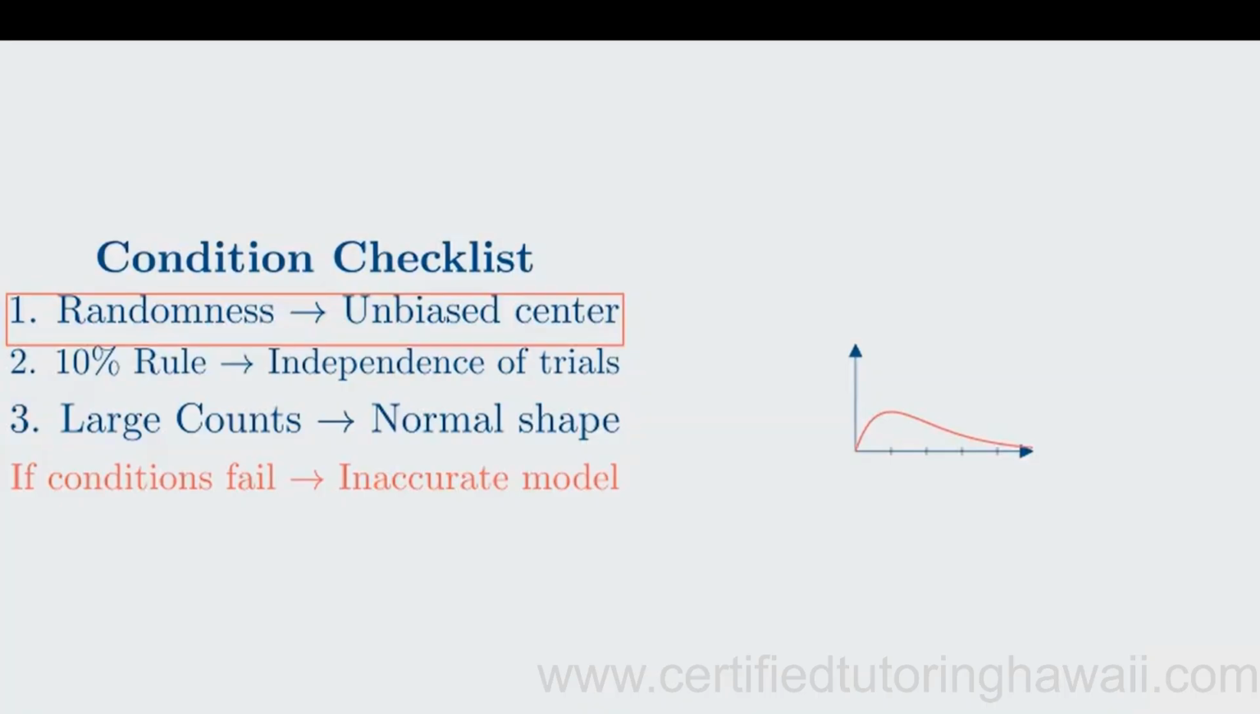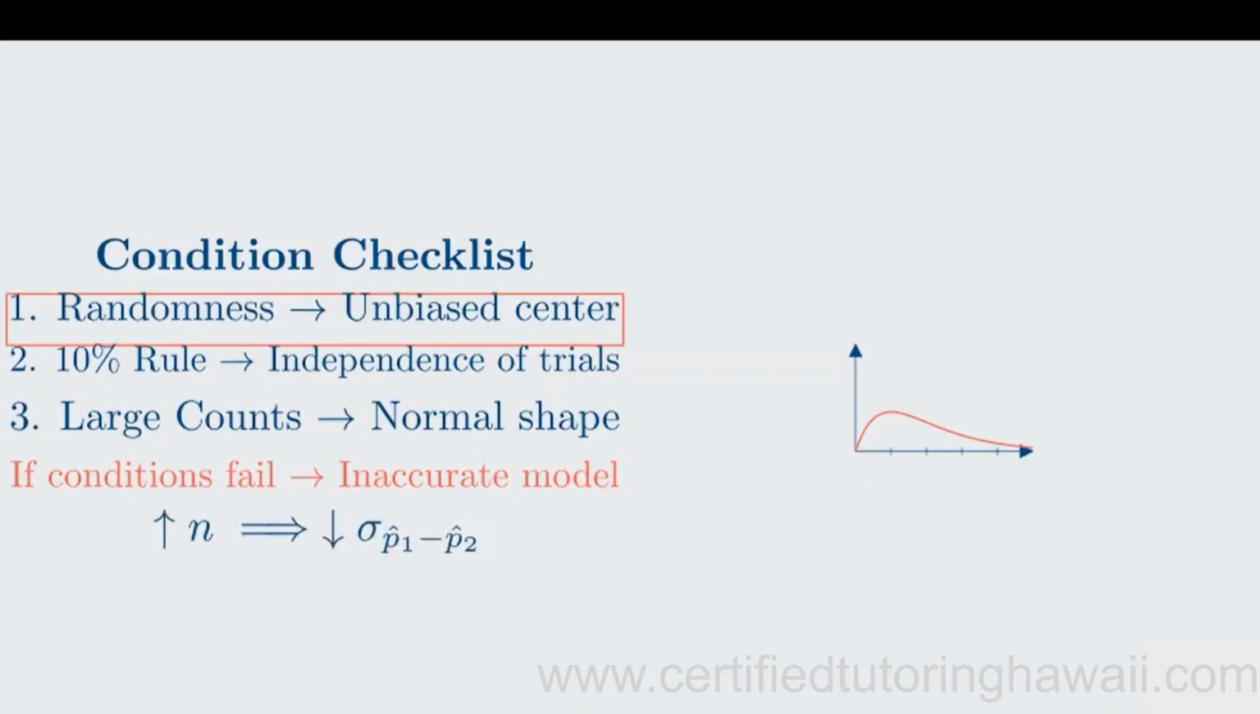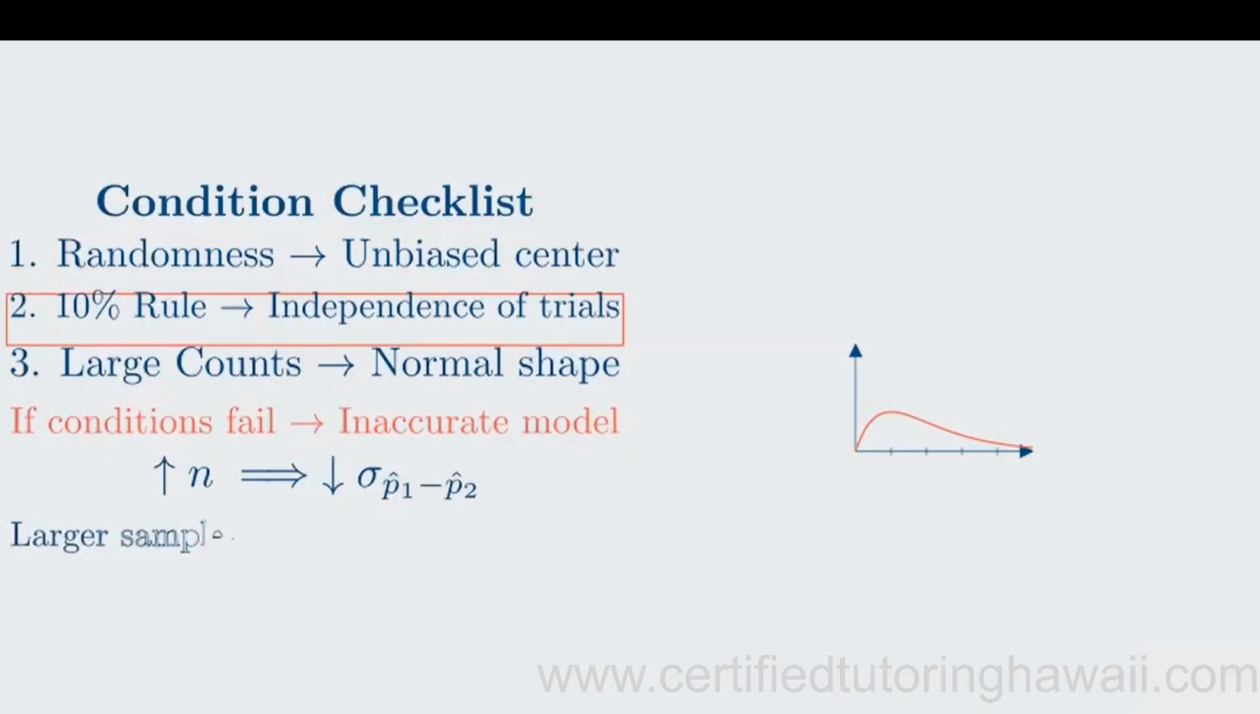Take a moment to think. If we doubled our sample sizes, what would happen to the standard deviation of the difference? Since the sample sizes are in the denominator, increasing them would make the denominator larger, which makes the overall standard deviation smaller. This means larger samples give us a more precise estimate of the true difference.